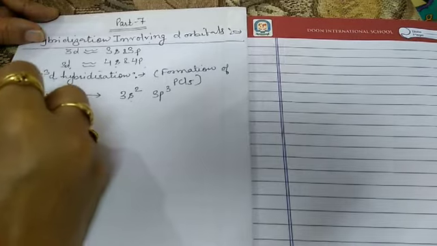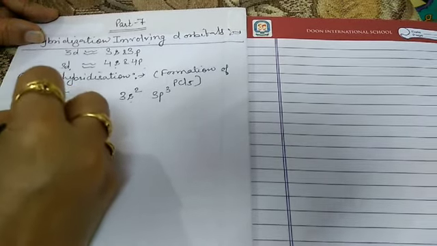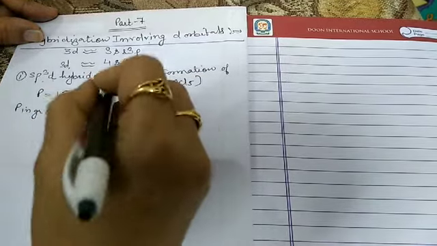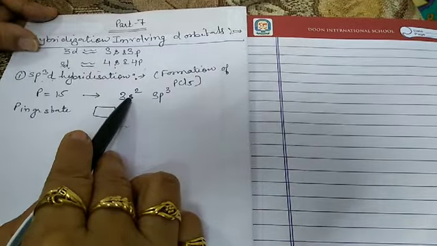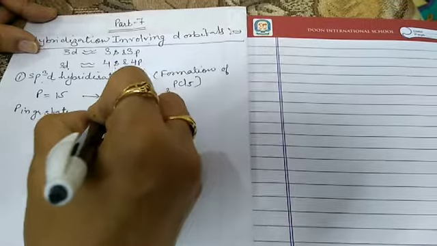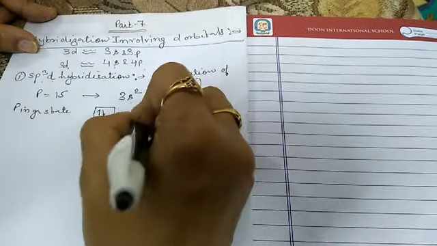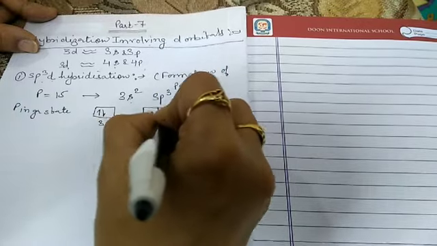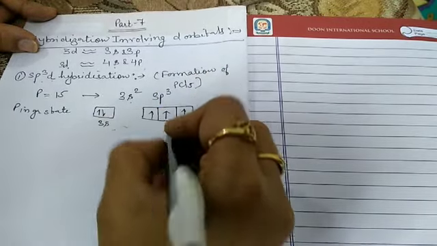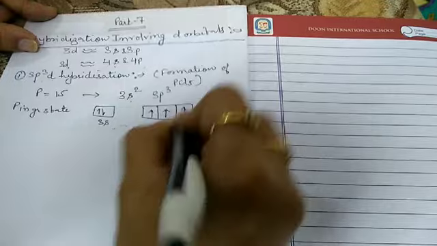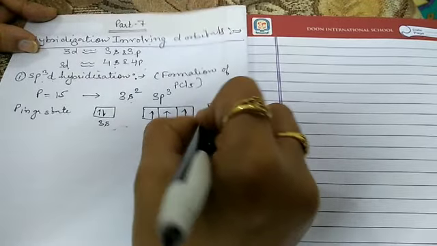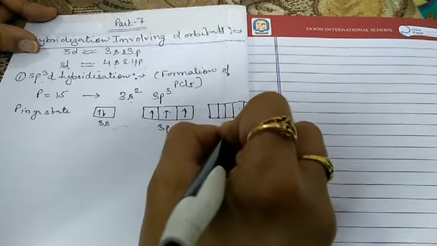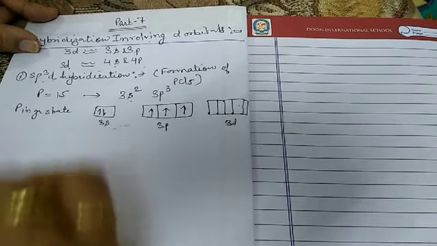So phosphorus in the ground state: this is the 3s. How many electrons in 3s? That is 2, one clockwise and one anticlockwise. And in the 3p, there is 1 electron here, 1 here and 1 here. This is the 3p. And we don't have any electron in the 3d orbitals, 1, 2, 3, 4 and 5.